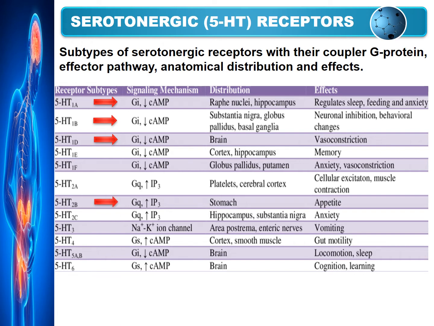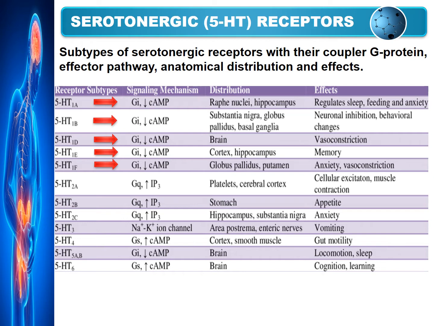Then the fourth subtype of the 5-HT1 type of the receptor is the 5-HT1E. It has the Gi type of the G coupler protein, and it functions through decreasing the intracellular cAMP concentration. It is located at the cortex and hippocampus. It affects and regulates the memory. Then the fifth type of the 5-HT1 receptor is the 5-HT1F type of the receptor.